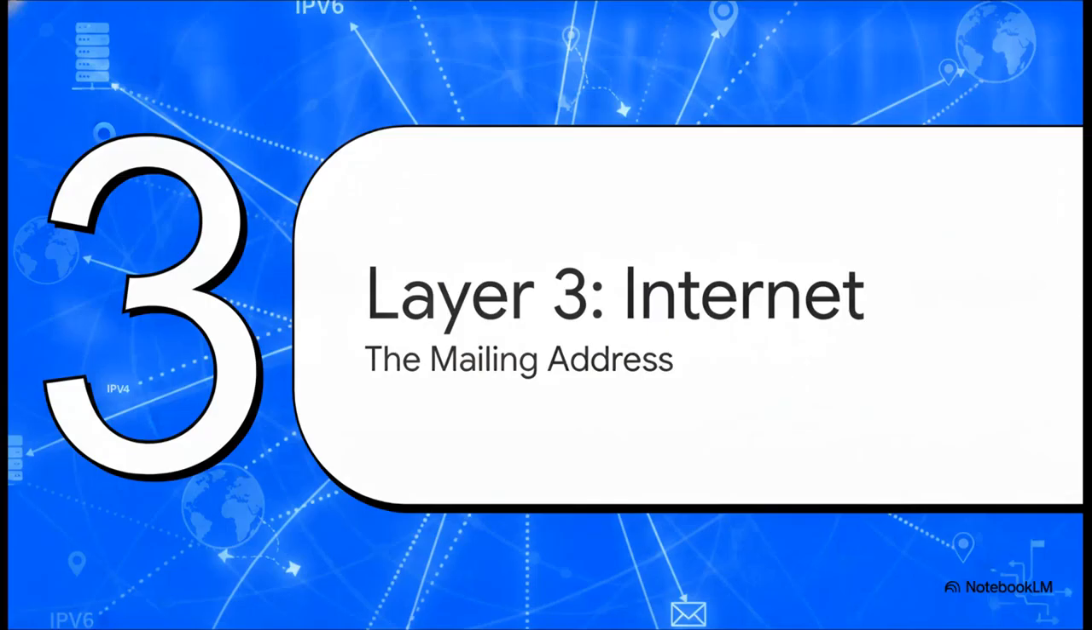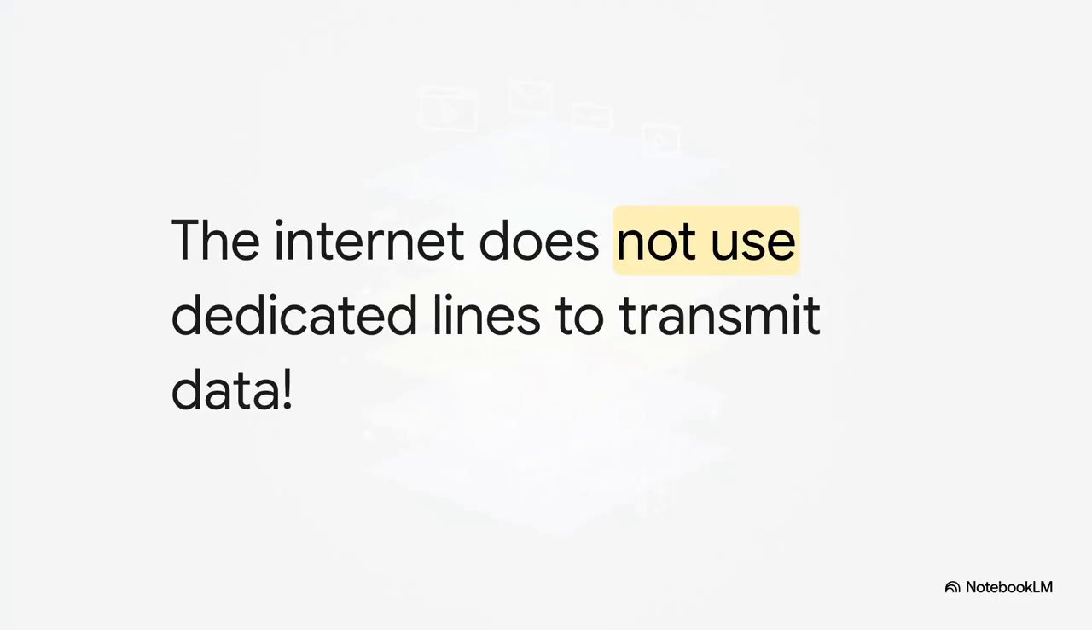Next up, Layer 3, internet, the mailing address. This internet layer provides logical addressing, like IPv4 or IPv6, to figure out global routing. But here's the crucial realization. The internet does not use dedicated lines. Think about it. When you call someone on an old-school landline, a dedicated physical circuit is held open just for your voice. The internet doesn't work like that at all. It is way too big and way too busy to reserve a private road just for your Netflix stream.